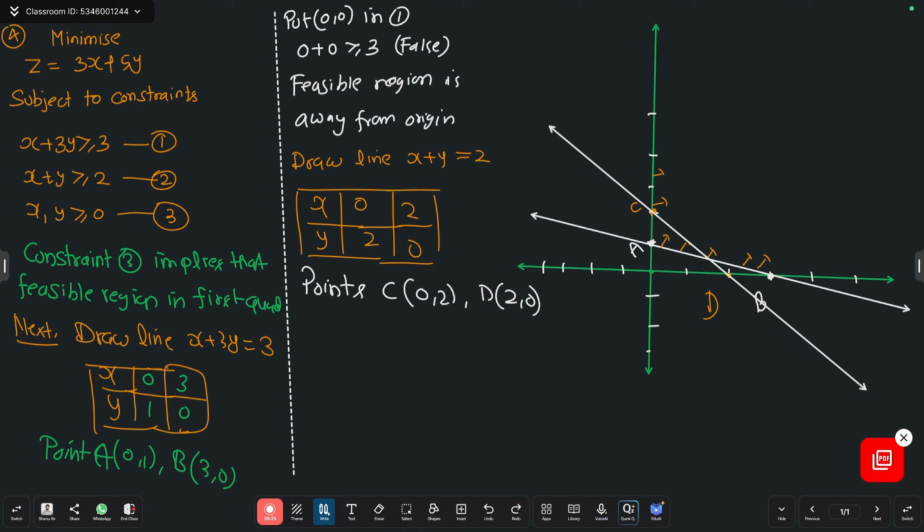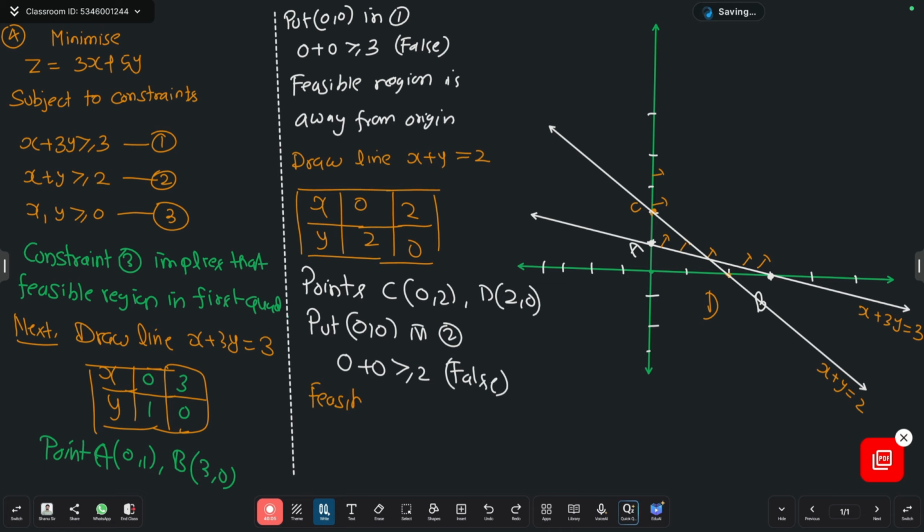Now give names to the lines. This line is x plus y equals 2, and this line is x plus 3y equals 3. When you put the origin in the second constraint, 0 plus 0 greater than or equal to 2, again it is false. So the feasible region is away from the origin and this line.